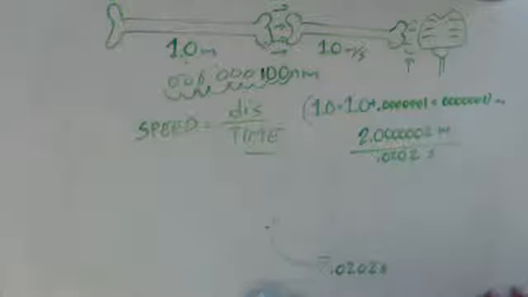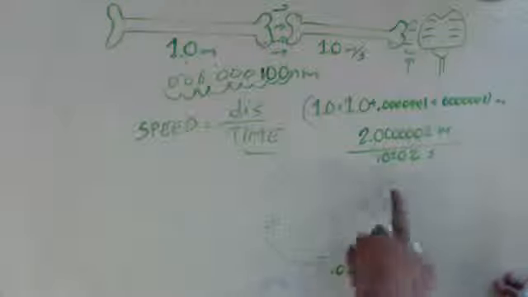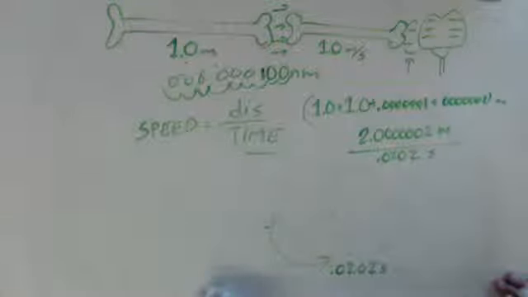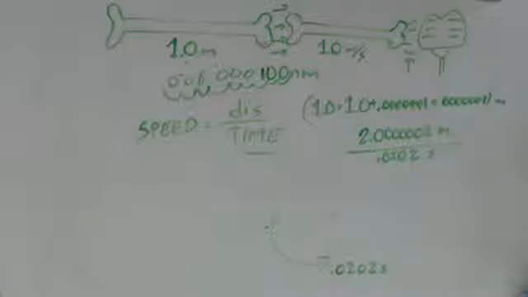I'm not going to do the calculations. I don't have my calculator with me, but that's how I would calculate the average speed for the entire system. Okay? You'll find it to be approximately the same as the speed at which it travels across the neurons.